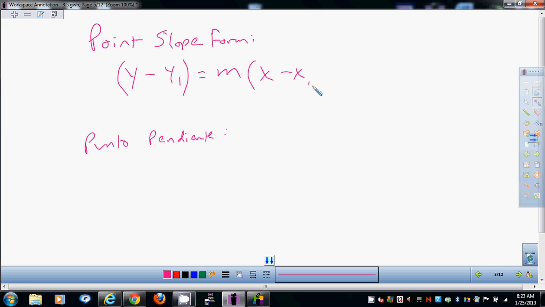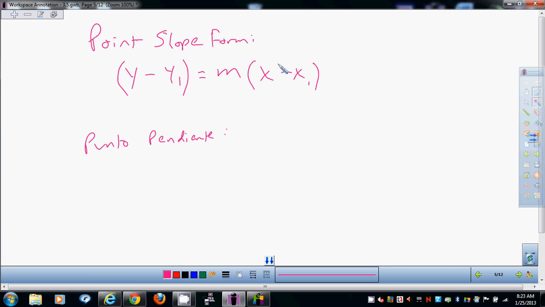But notice, every formula so far has had an x and a y in it, right? That you never touched. That's not something you change. Same thing here. The x and the y aren't going to change. The only things that are changing are the y1 and x1. Now, here's why that formula is going to make things easier for you.